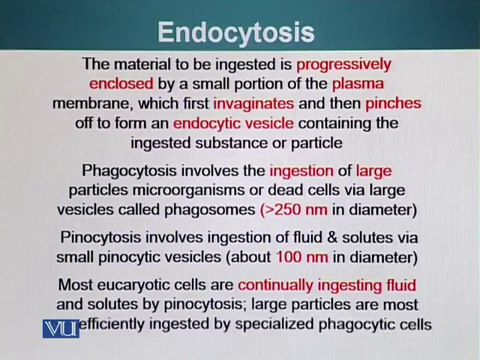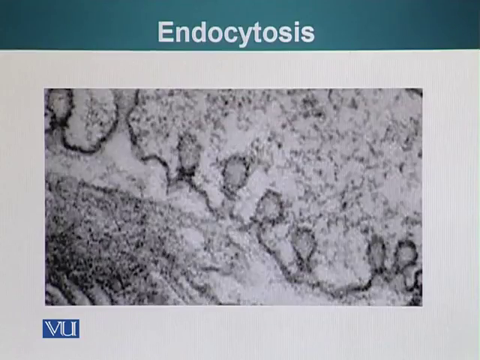Pinocytosis basically means drinking. So many cells continuously form these vesicles and enclose the extracellular material, fluid, and also by doing that they capture small ions that they can use for their functioning. Phagocytosis, basically eating of the cell. Most eukaryotic cells are continually ingesting fluids and solutes by pinocytosis. Large vesicles are most efficiently ingested by specialized cells, phagocytic cells, that we have talked about when we were discussing immunology.